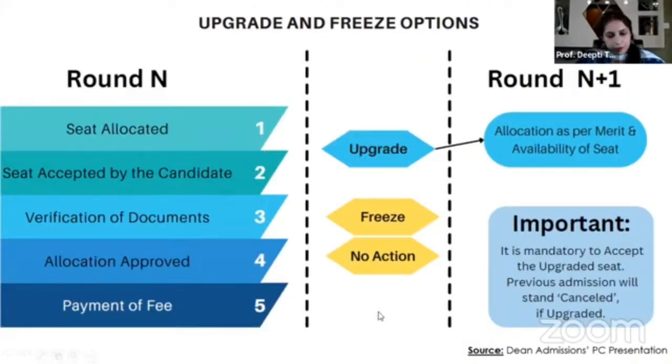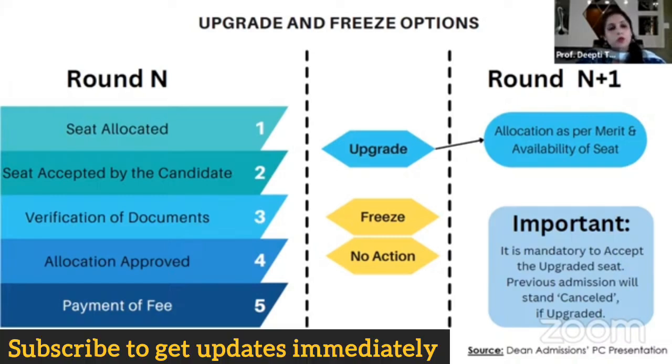Again, I have borrowed it from the Dean Admissions presentation. I am extremely thankful to you for that, ma'am. So here again, if you take an upgrade, then you will be upgraded in the ECA category alone. The ECA allocation would not make you fall out of the general rounds that are being done by the admission branch. All allocations are independent of each other.